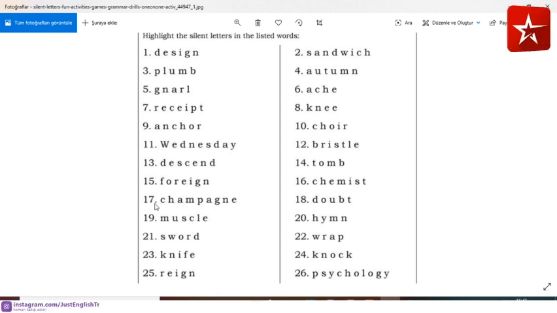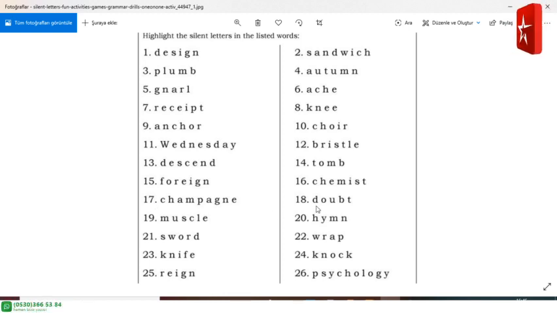Champagne. There is more than one letter and it's pronounced differently. Okay, yes, champagne, H and G. Champagne. Yes, G is the correct answer. Muratcan Ateş says shampoo. It's not shampoo, it's champagne. Murat, thank you.